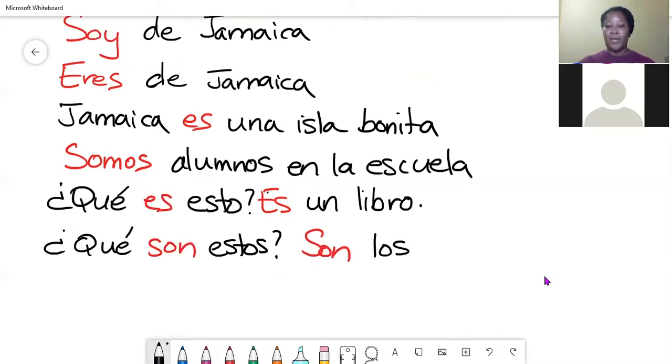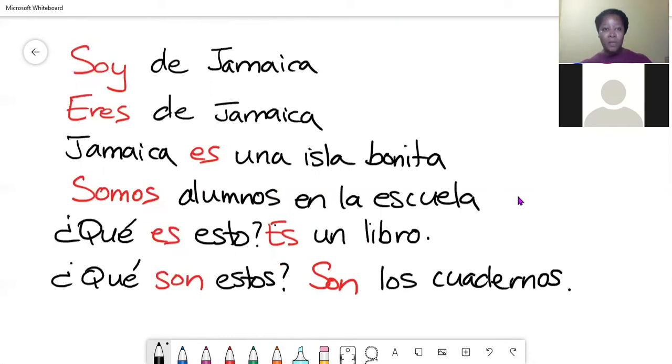And so here you have all the parts of SER being used, and you have it being used in one of the ways in which SER is supposed to be used. So we have soy de Jamaica, eres de Jamaica. Jamaica es una isla bonita. Somos alumnos en la escuela. ¿Qué es esto? Es un libro. ¿Qué son estos? Son los cuadernos.